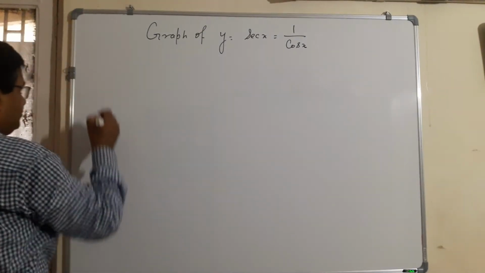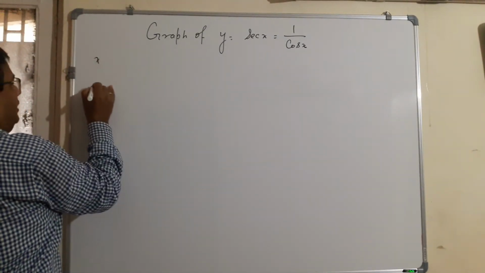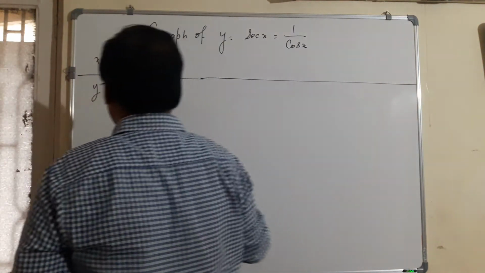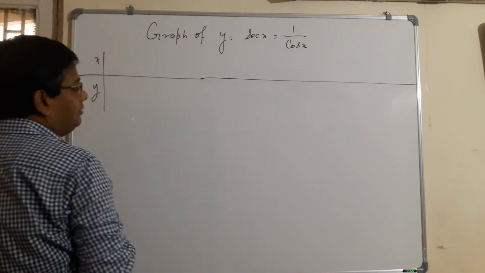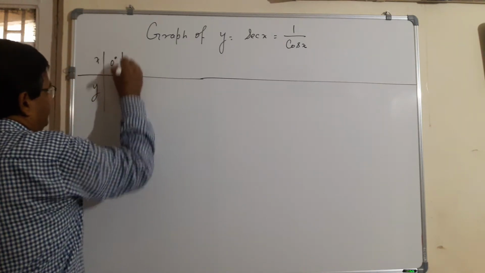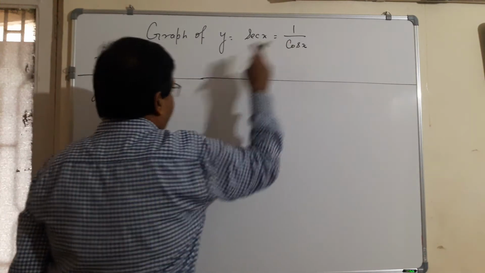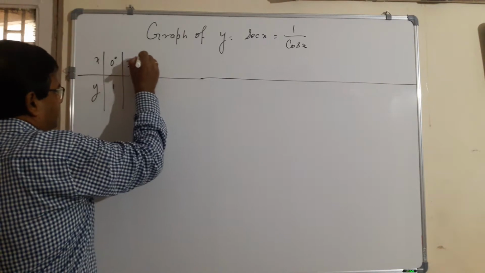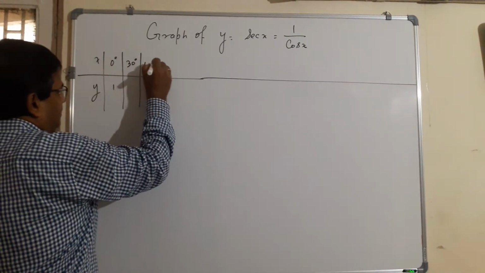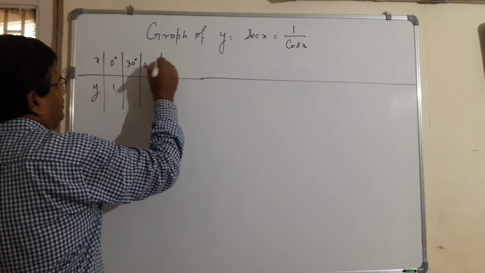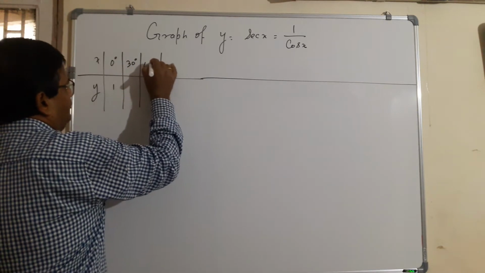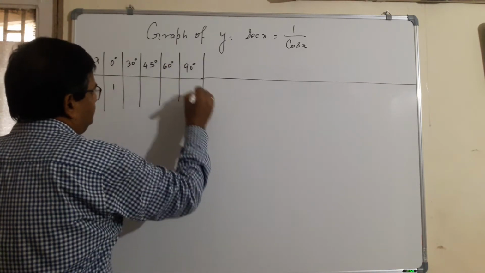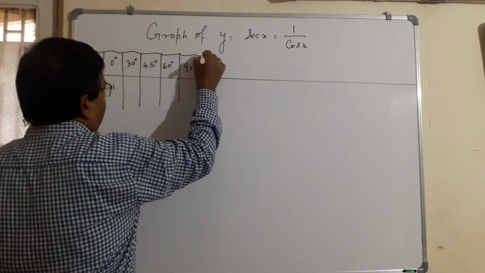So see here, in the first quadrant, at x and y. So when x equal to 0, cos 0 is 1. So 1 by 1 is 1. Cos 30 degree, 45 degree, 60 degree, 90 degree. This is your first quadrant.